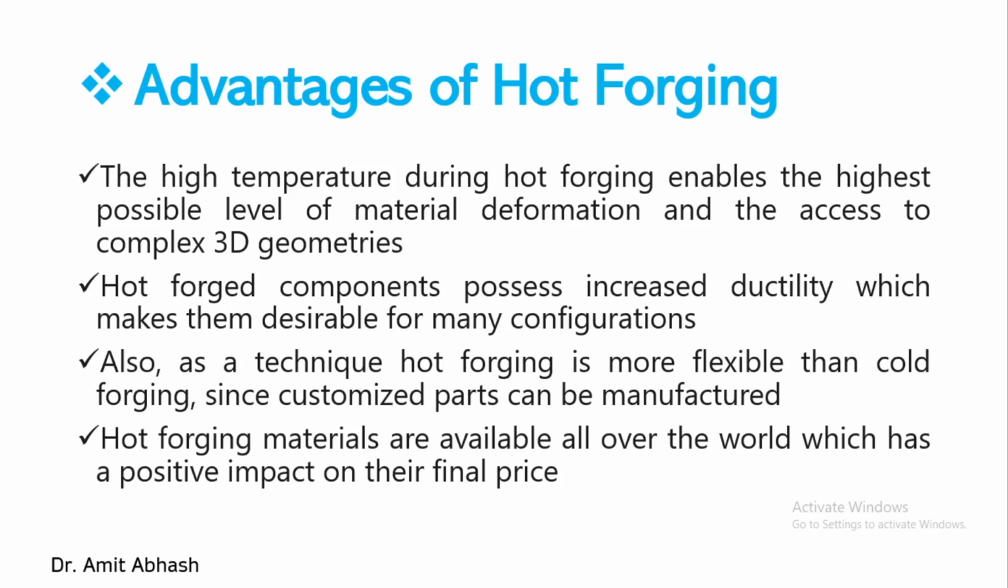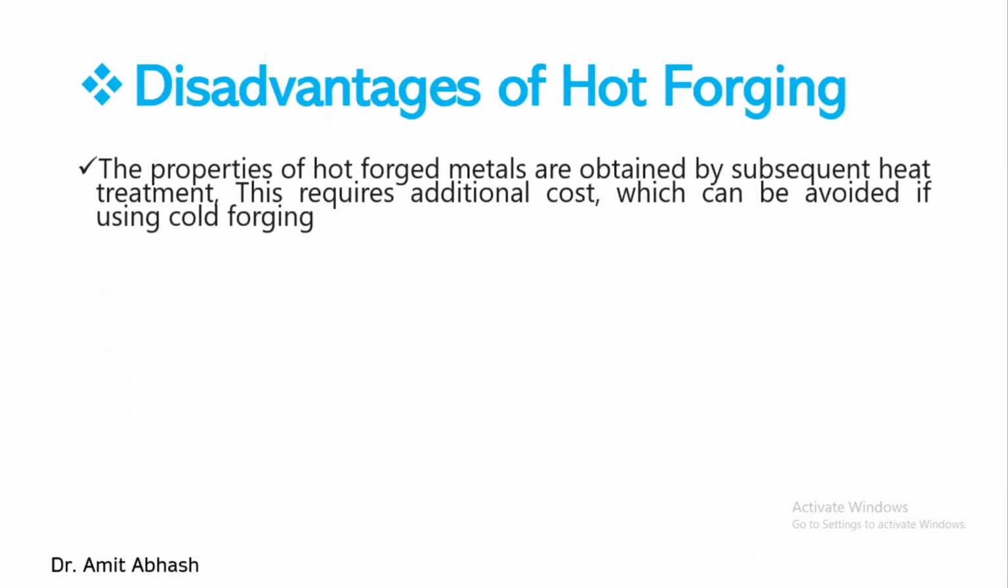So now the disadvantages we have to see. The first disadvantage: the properties of hot forged metal are obtained by subsequent heat treatment. This requires additional cost, which can be avoided if using cold forging. Since we have to arrange extra heating, this will consume some amount of energy, and to heat we need some type of furnace, and fuel consumption will be there, so the overall cost of production will be increased. If you choose the cold forging process, this cost can be reduced or avoided.